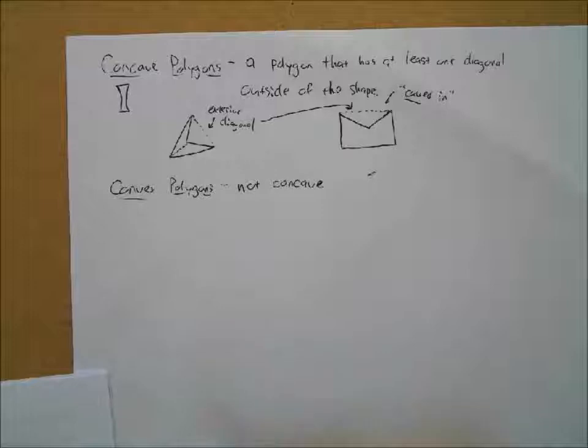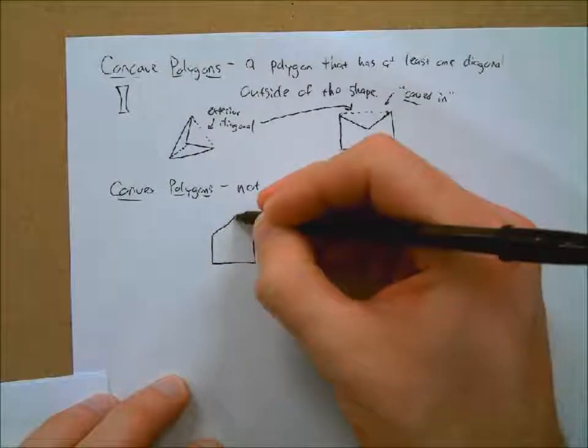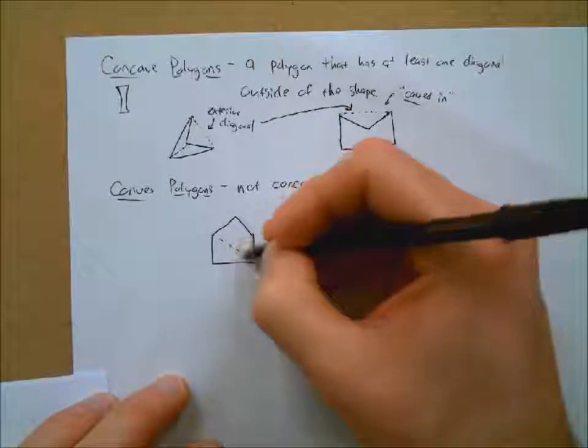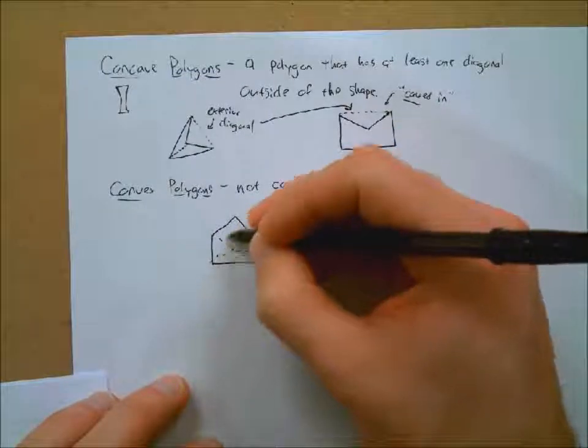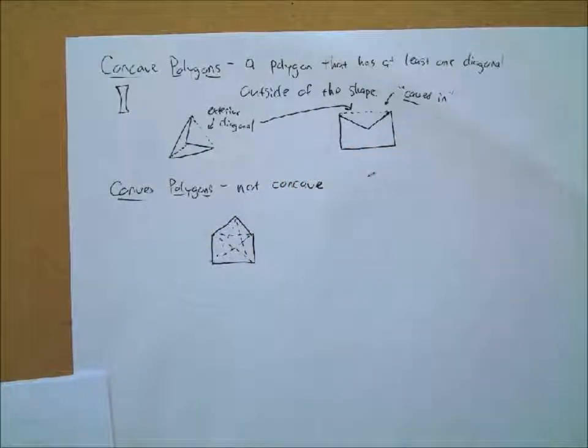So again, I'll just draw a shape. You can see all the diagonals that we draw here. All the diagonals that we draw, none of them are outside the shape.